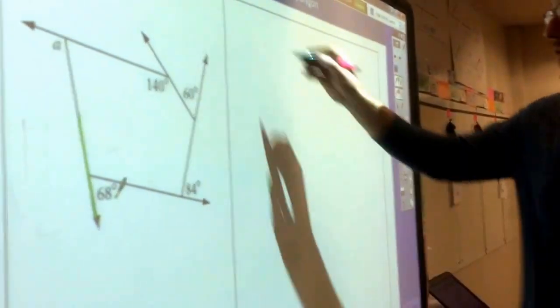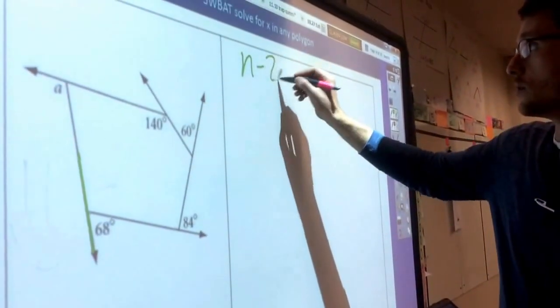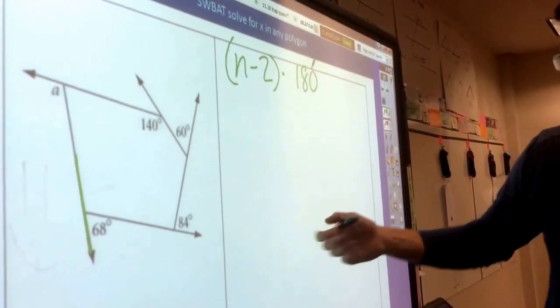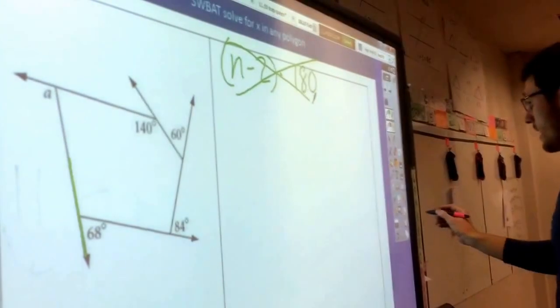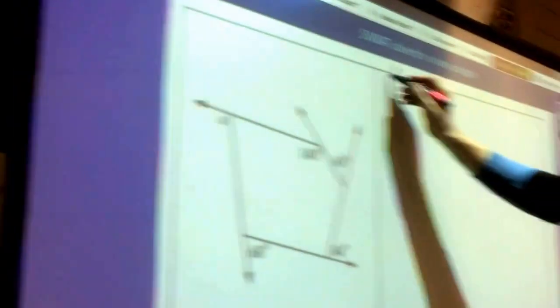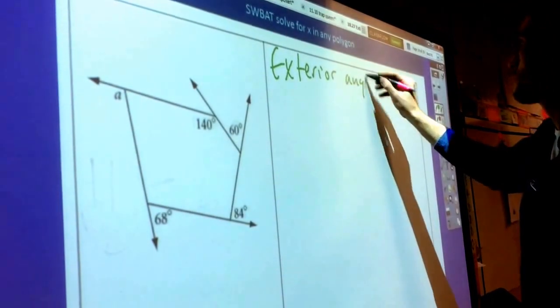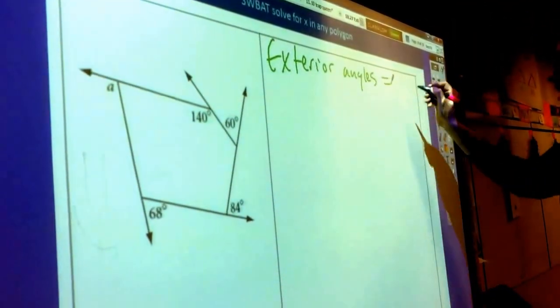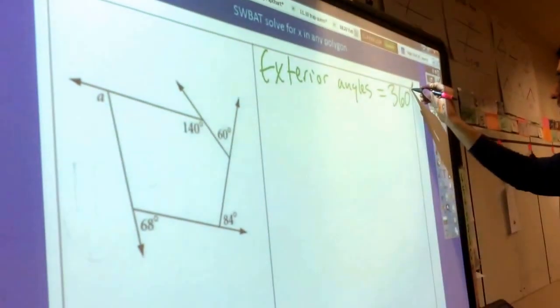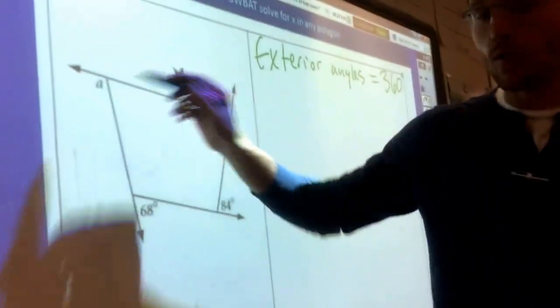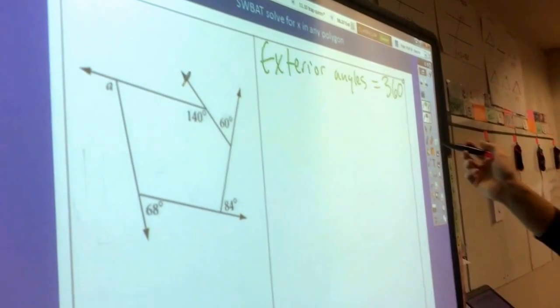Exterior angles end up being a pretty easy calculation for us. With interior angles, we have to use that equation n minus 2 times 180. But with exterior angles, it's even easier. We don't even need that equation. Exterior angles are always going to add up to 360 degrees. So this angle plus this angle all the way around our shape adds up to 360.